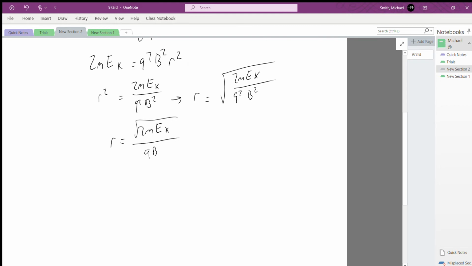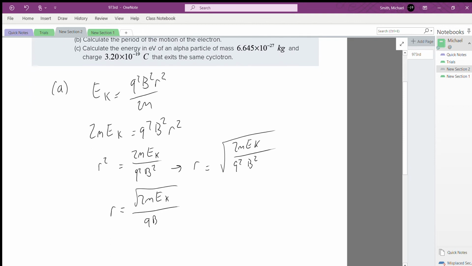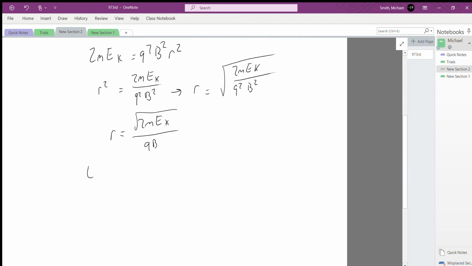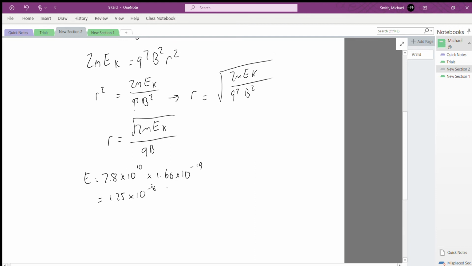Alright, so now we just need to work out the energy in joules. We're given that the energy is 7.8 times 10 to the power of 10 electron volts, which we're converting to joules by multiplying by the charge of an electron. If we substitute into our calculator we get 1.25 times 10 to the power of minus 8 joules.